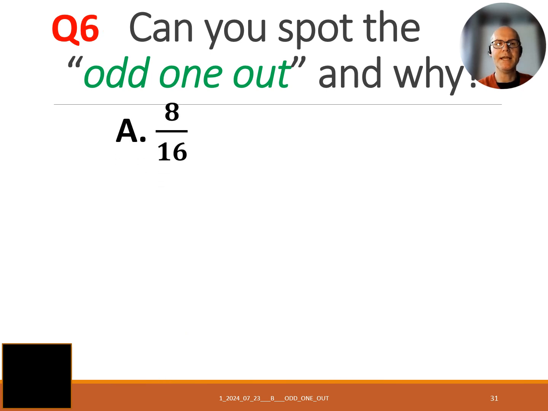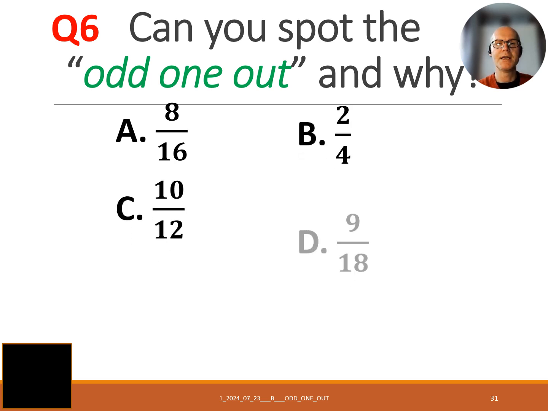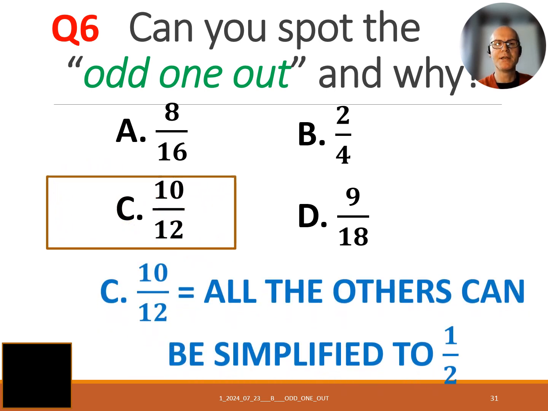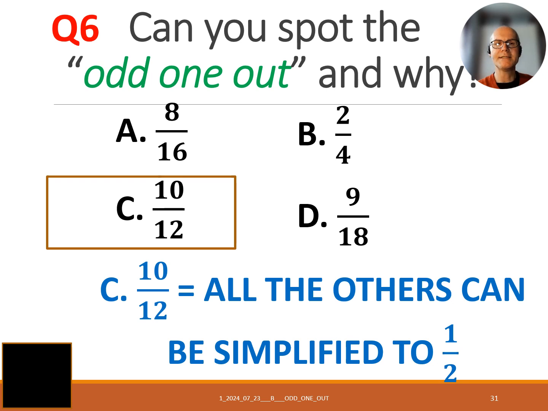Question 6. 8 sixteenths, 2 quarters, 10 twelfths and 9 eighteenths. So some fractions here. Which fraction is the odd one out compared with the other 3? It's 10 twelfths, because 8 sixteenths, 2 quarters and 9 eighteenths can all be simplified to 1/2, a half.